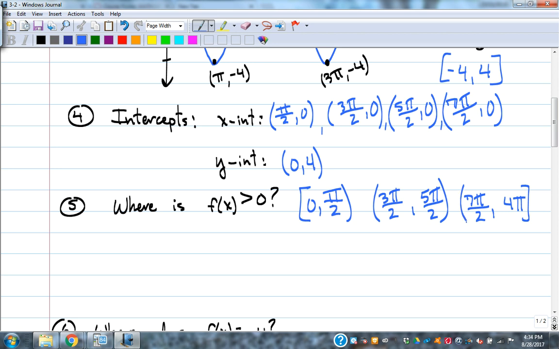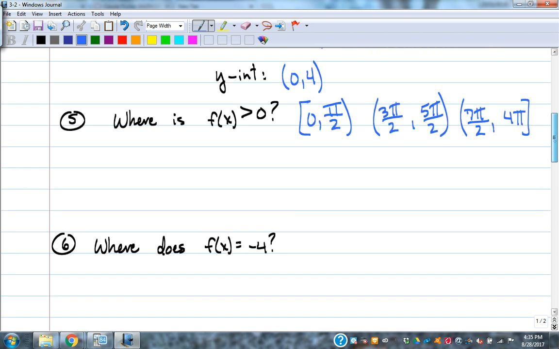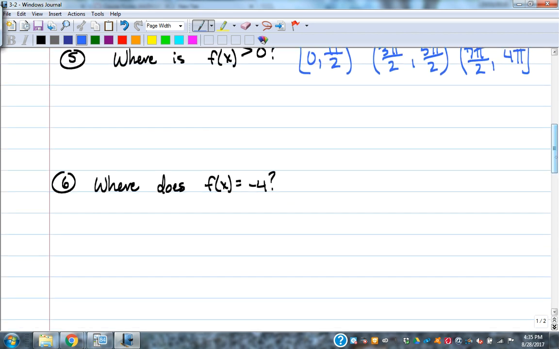Notice what values are we reporting here? These are x values, not y values. We're looking for y values that are positive, but we're reporting x values. X values are our location where we're at on the graph. Y values are the value of the graph, basically. It's the way I've always kind of held that: you need to report x values, look for y values, but report x values on that, okay? Where does f of x equal -4?